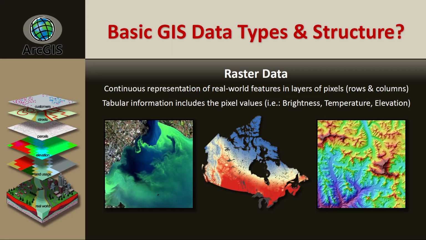And, you know, whether it be satellite imagery, drone imagery, aerial imagery, or maybe you can represent a raster that is showing you things like elevation or temperature, right? So we're going to be talking about these continuous representations of the real world on layers called raster layers as well, and we will be working with them in our course.